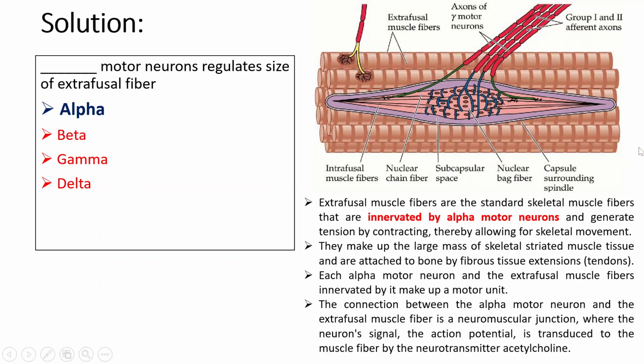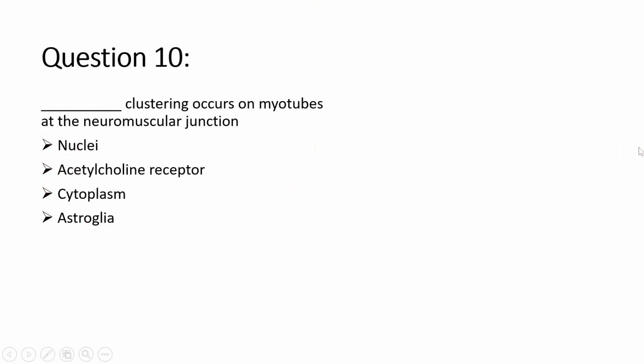So let's move on to the last question, question number 10. Which clustering occurs on myotubes at the neuromuscular junction? Nuclei, acetylcholine receptor, cytoplasm, or the astroglia? You can write the answer in the chat box and we will discuss.